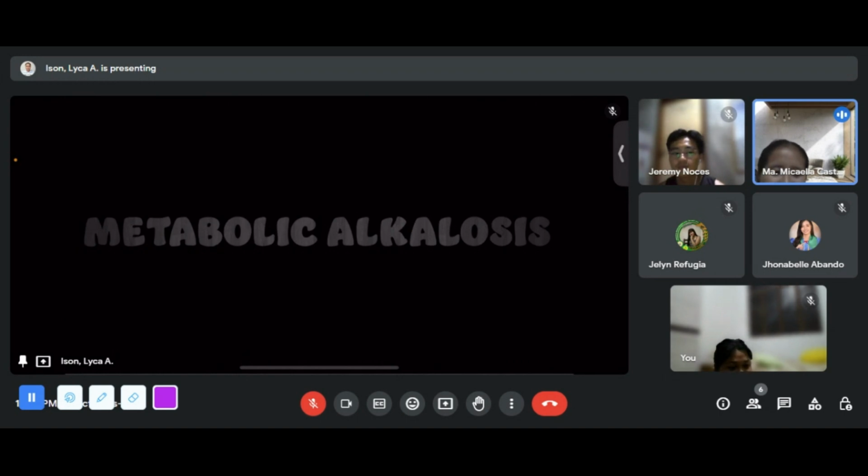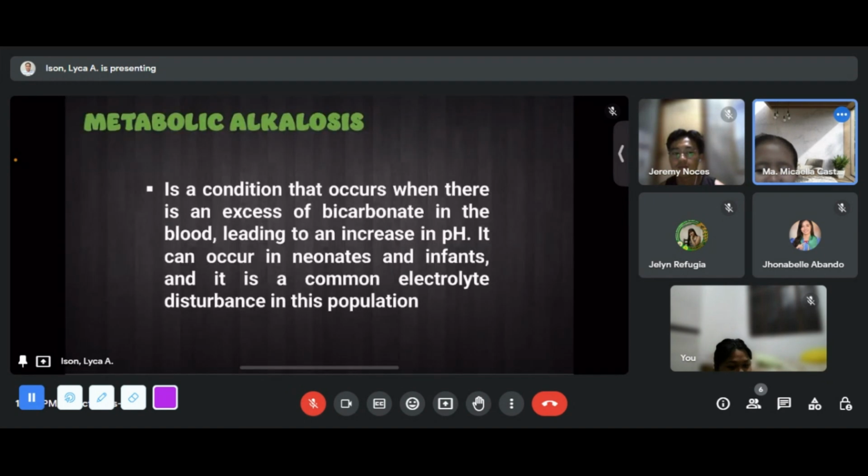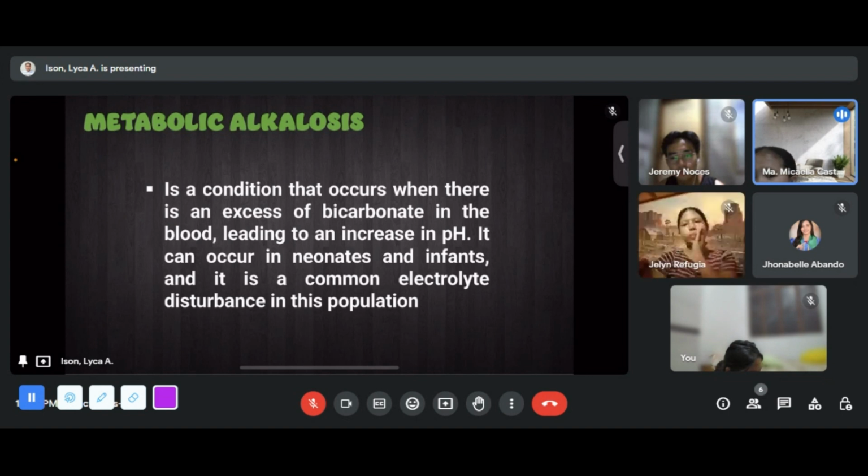Next slide. Metabolic alkalosis is a condition that occurs when there is an excess of bicarbonate in the blood, leading to an increase in pH. It can occur in neonates and infants, and it is a common electrolyte disturbance in this population. So, ang high level of bicarbonate sa ating dugo ay maaari mula sa metabolic alkalosis. This is the condition that nagdudulot ng pagtaas ng pH.